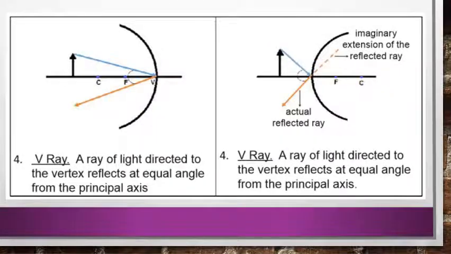A ray of light directed to the vertex reflects at equal angle from the principal axis. Imaginary extensions of the reflected ray. An actual reflected ray.